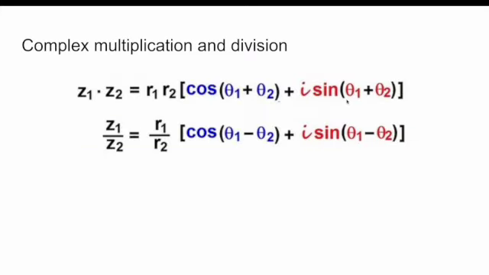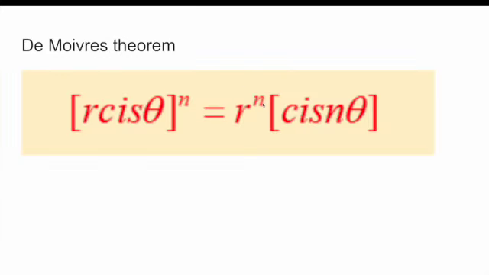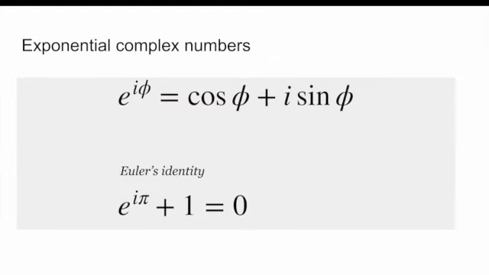Now, this should be quite obvious to you. This is just n additions of theta 1 plus theta 2, where theta 1 is identical to theta 2. So it's just adding theta 1 to itself n times. That's what a power means. So that's pretty much all we have to do in order to multiply or exponentiate them using De Moivre's theorem. But there's another way, exponential complex numbers.